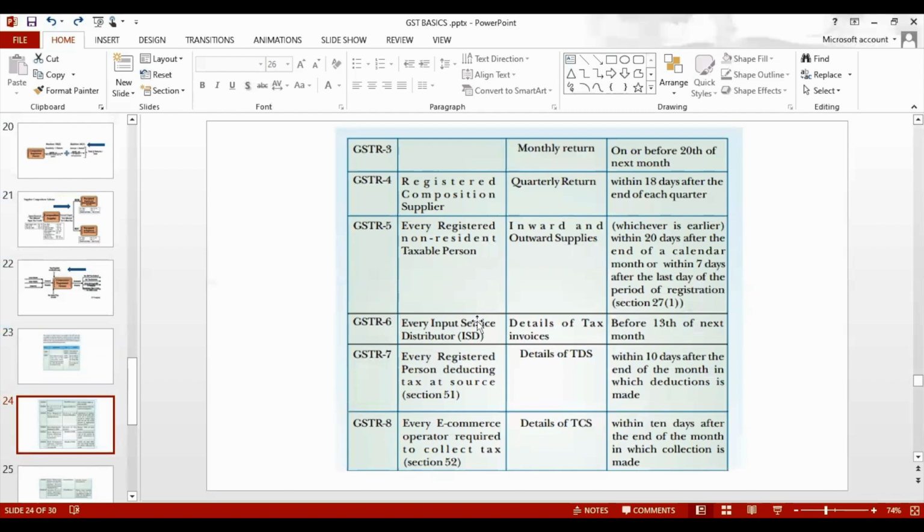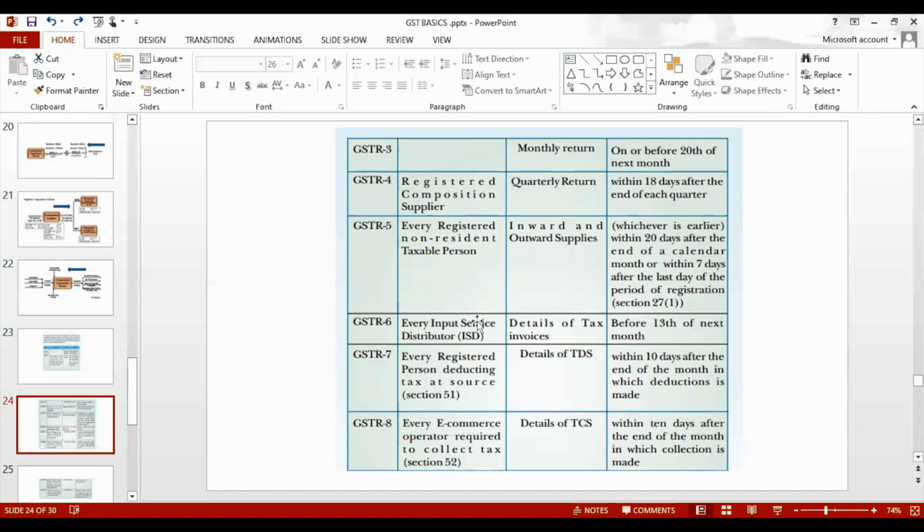GSTR 3 is monthly returns, so monthly returns filing. What is the deadline? 20th of the next month. What is GSTR 4? It is for composite dealers, who can do quarterly returns. So these four topics, GSTR 1, GSTR 2, GSTR 3 and GSTR 4, I explained before this slide.